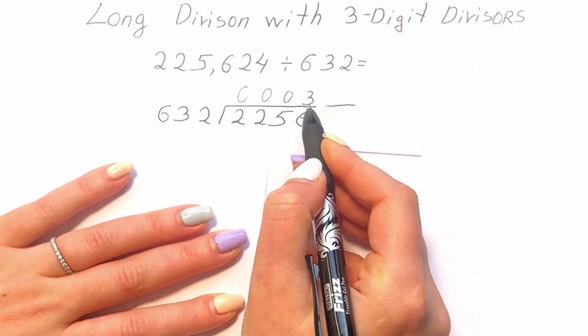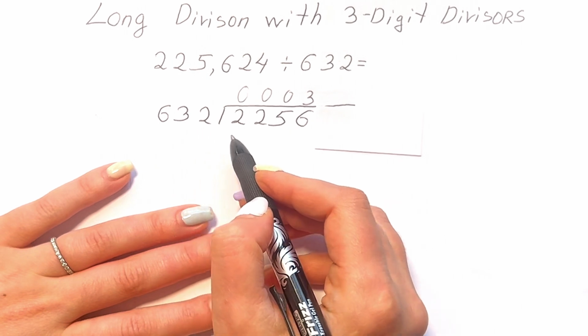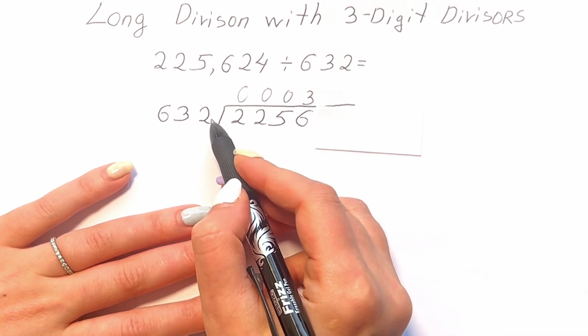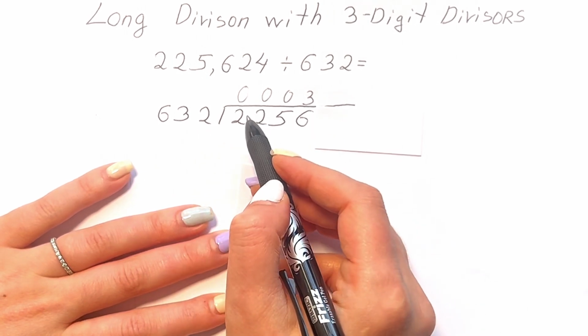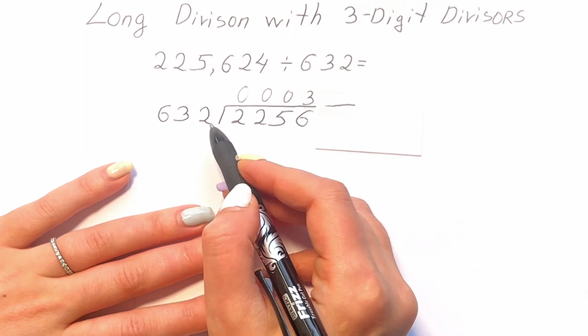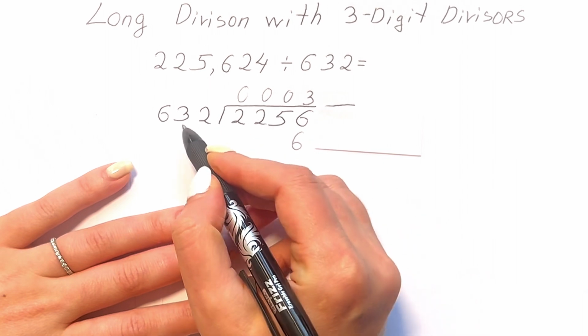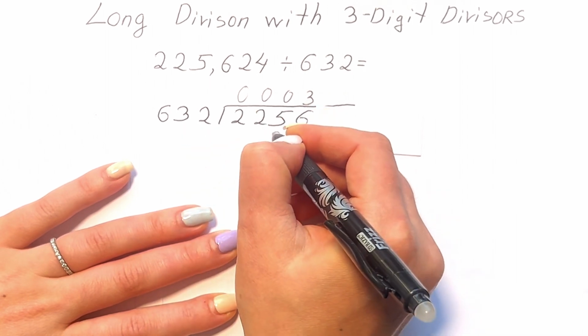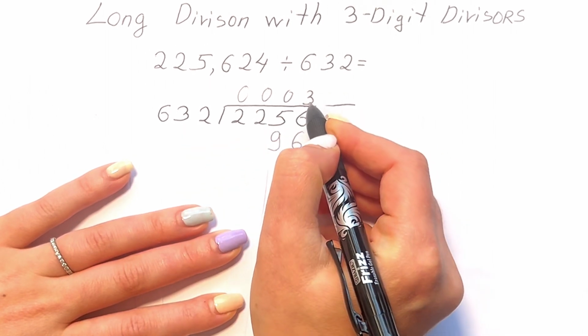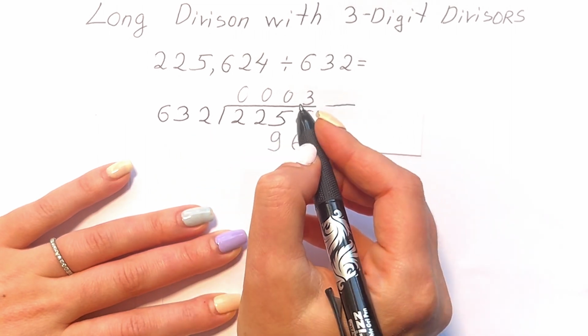Then I'm going to multiply 3 by 632 to check if it's correct. 3 times 2 is 6. 3 times 3 is 9. 3 times 6 is 18.